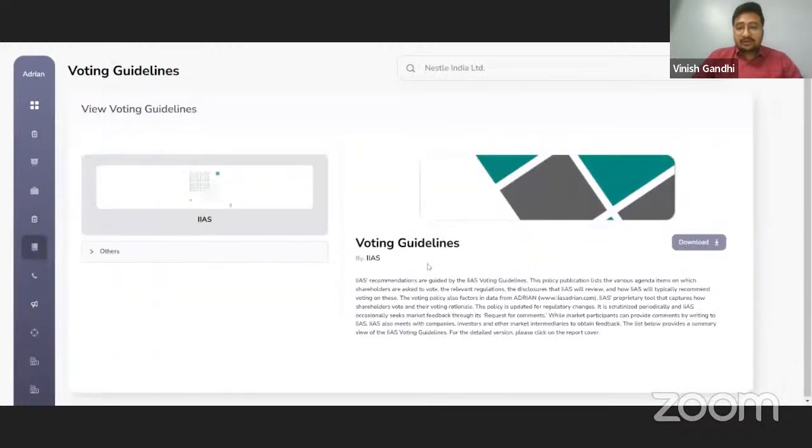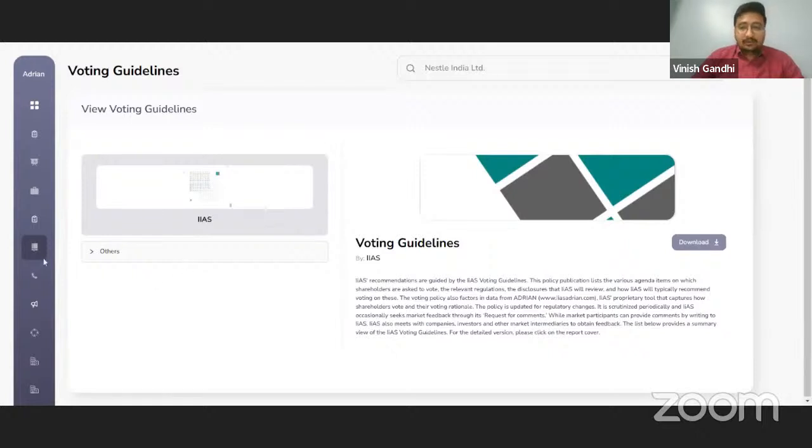Like Anup just mentioned, we have the voting guidelines, which is like the Bible that our analysts actually refer to while they're preparing the recommendation report. This is also made downloadable and available for everyone to review and use.